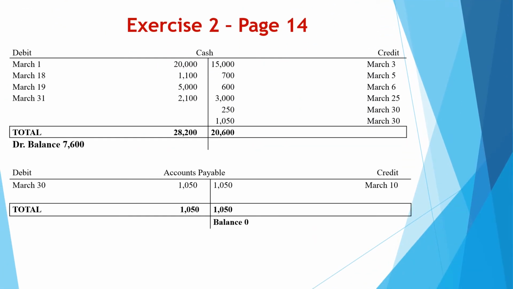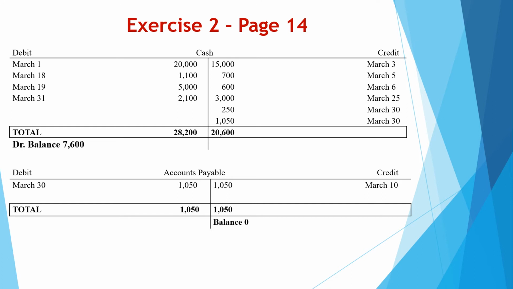Now we have to prepare the general ledger for cash and accounts payable, but we have to use the T account ledger form. We start with the cash account. Actually, preparing the ledger using T account is much easier than using the 3 columns. For the cash account here, we have the debit side and the credit side. We always need to refer to the general journal to prepare the ledger.